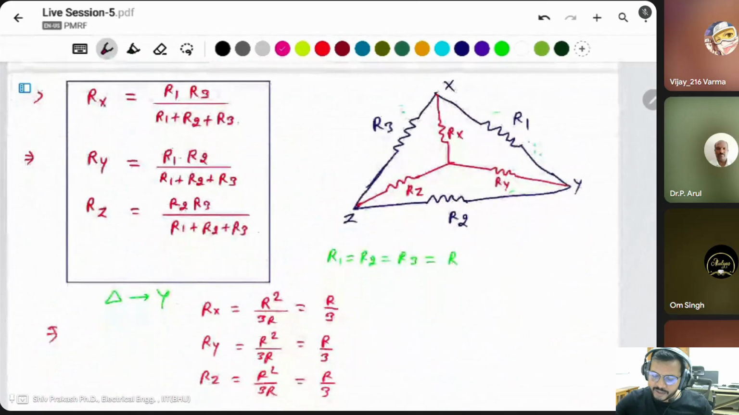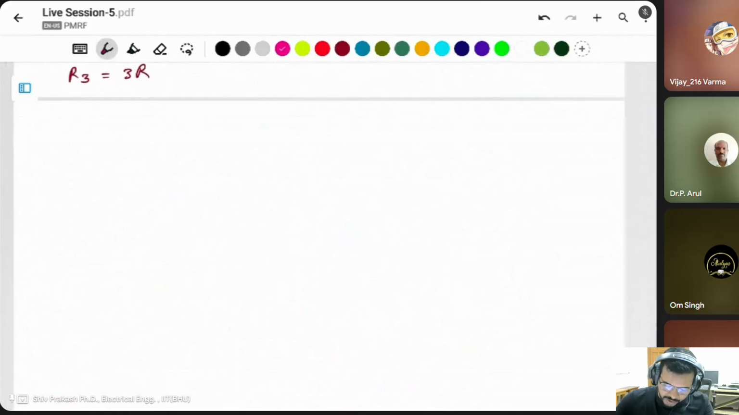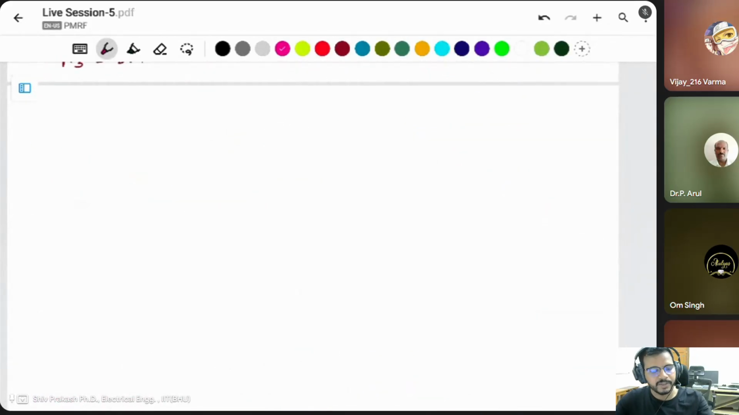Same thing if we want to convert delta into star, then this resistor is connected between these two, then multiplication of these two divided by the sum of all resistors. We'll get the star value. Only the formula we want to learn. Okay, let's complete this question. So now I remain these two terminals there in a resistor.